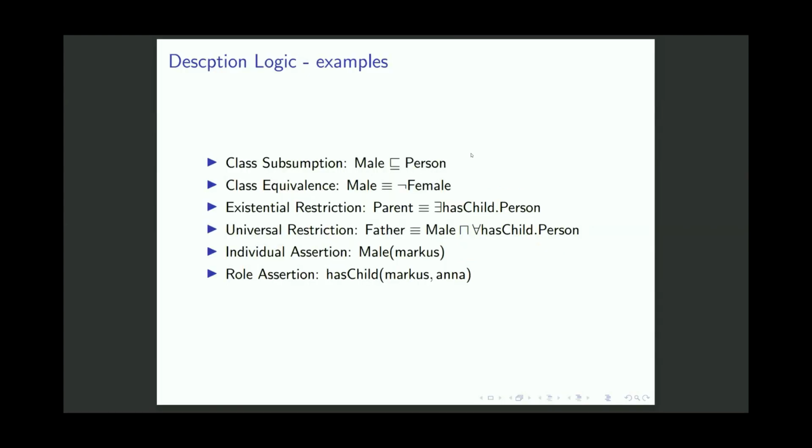Here are a few examples of description logic. We can have male be a part of person, so every instance of male will also be an instance of the class person. Equivalence. Individual assertion: we can make Marcus a male like this, or we can do role assertion like this. Has child Marcus Anna. That would mean that Marcus has a child named Anna.